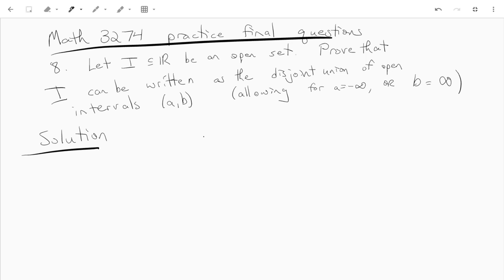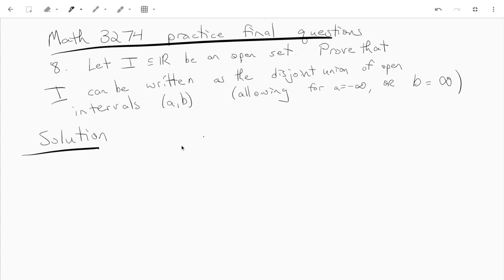Okay, just wanted to go through the solution to this practice final exam question. We have an open set in the real numbers, and we want to prove that it can be written as the disjoint union of open intervals. Of course, we allow that the interval could be like from minus infinity to b, or from a to infinity, or from negative infinity to infinity. Of course, that's a trivial thing.